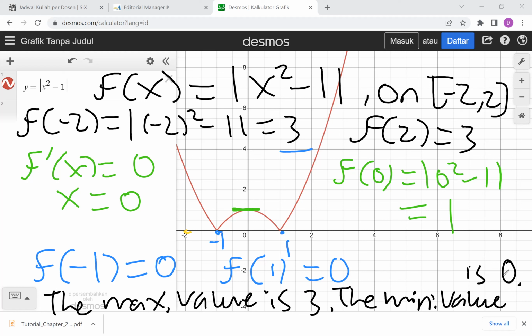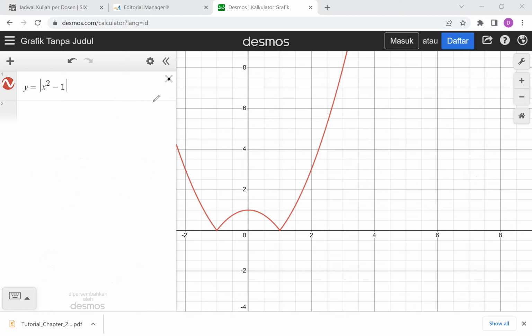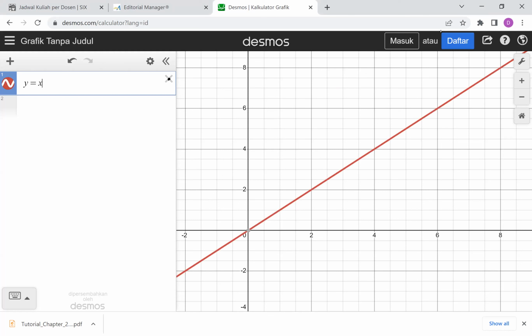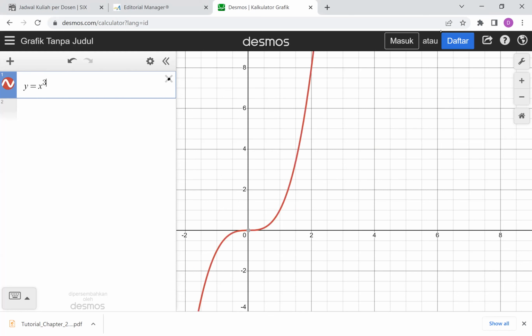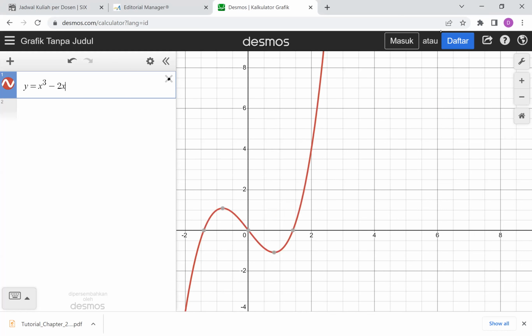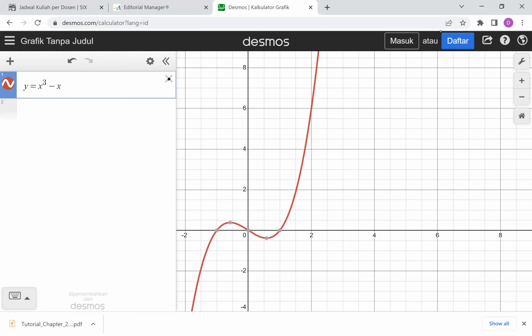Any question or comment? Of course, you may consider another function, let's say a polynomial as well. For example, x cubed minus 3x squared, for example. Yes, any question?